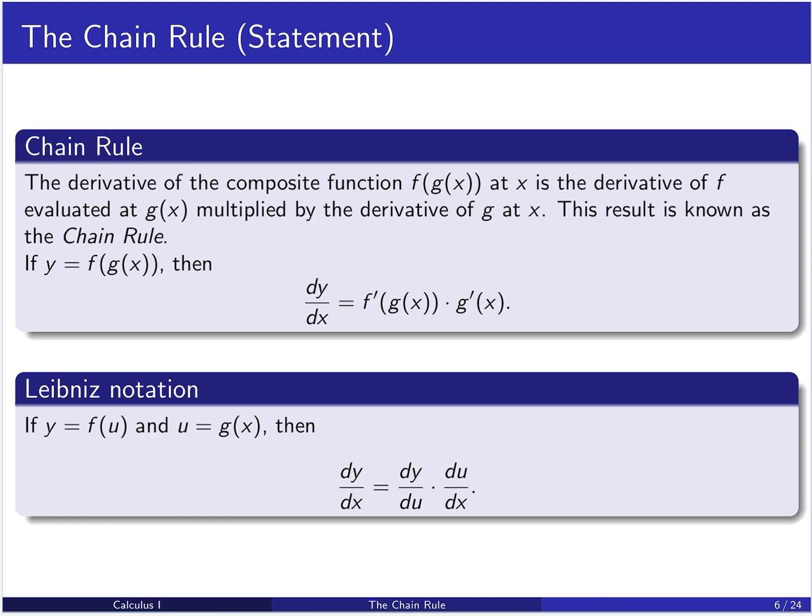In terms of Leibniz notation, we can write dy/dx equals dy/du multiplied by du/dx. Here y equals f(u) and u equals g(x). So look here, this du and this du almost look like they cancel. They do not literally cancel, because these are derivatives, not fractions. But this mnemonic is perfect for remembering the rule.